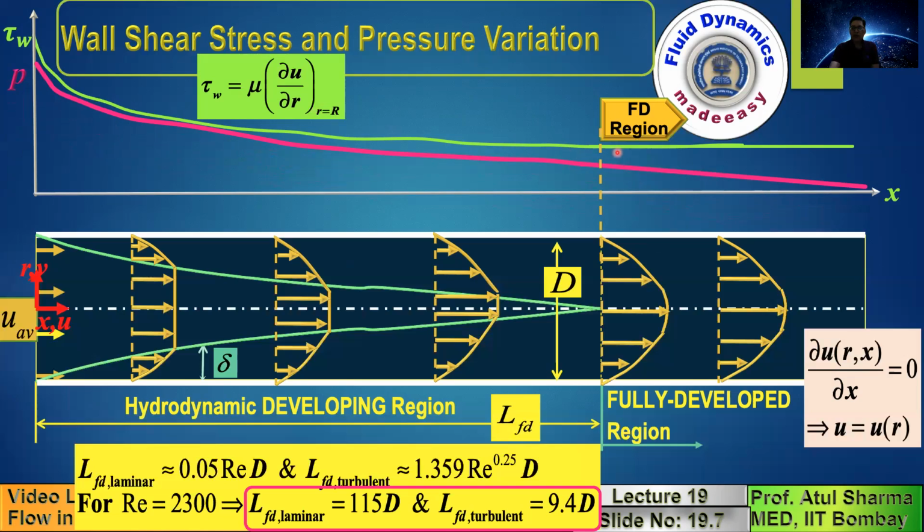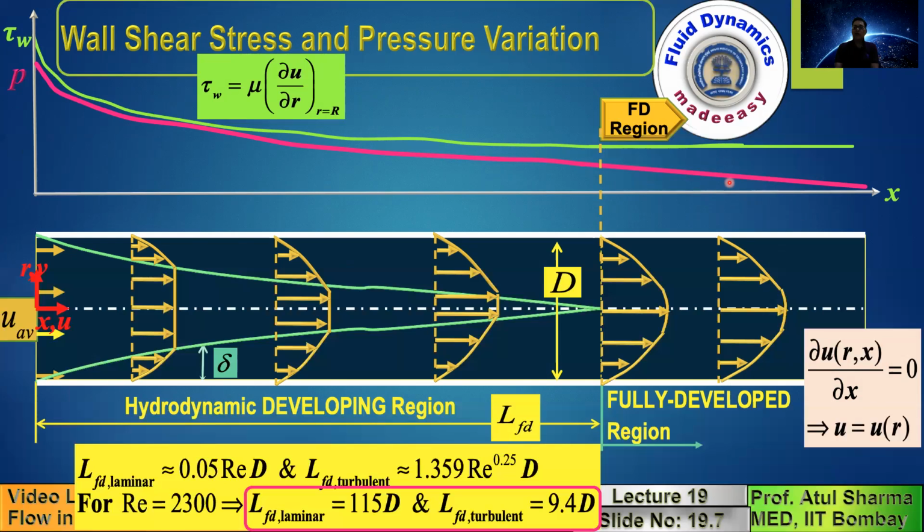The gradient of wall shear stress with x is equal to 0, but the gradient of pressure with respect to x is a constant. So per unit length of the pipe, which means that if dP by dx is constant, once the flow becomes fully developed, per unit length of the pipe, the pressure drop is constant.